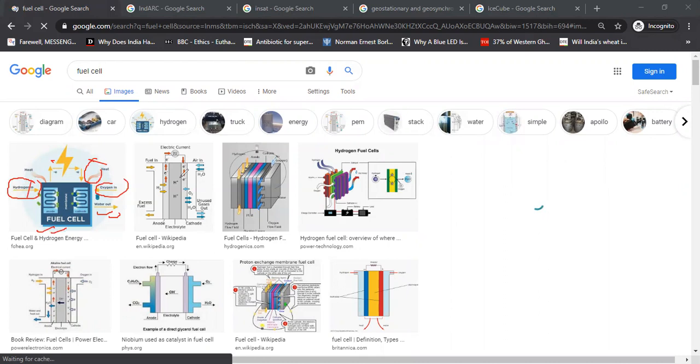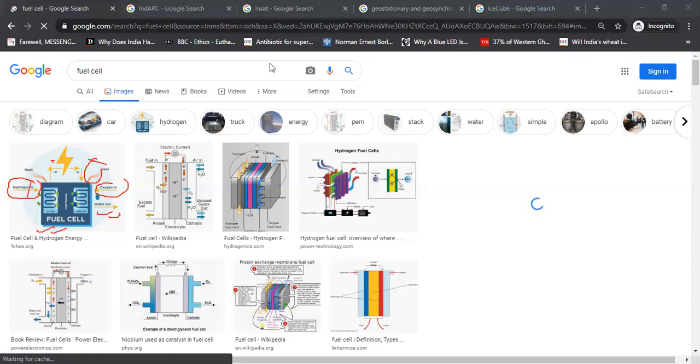Let's not waste time seeing photos only. So fuel cell was asked, and it was a very important question. Everything which has been asked earlier becomes an important question. Now, apart from fuel cells, there were other questions also which were asked, so we'll try to see those also.